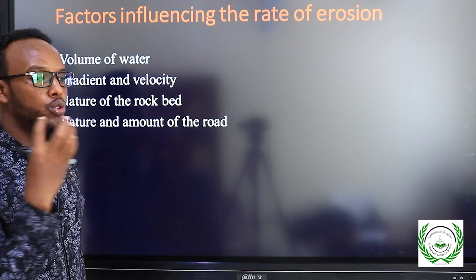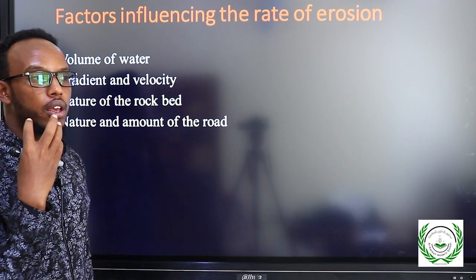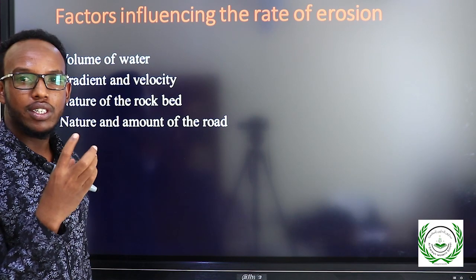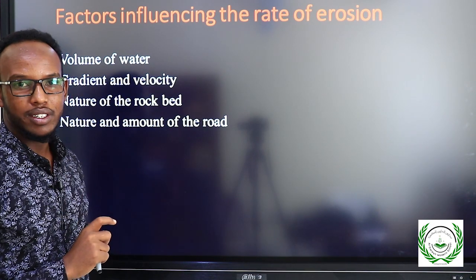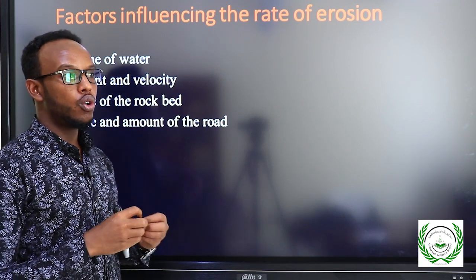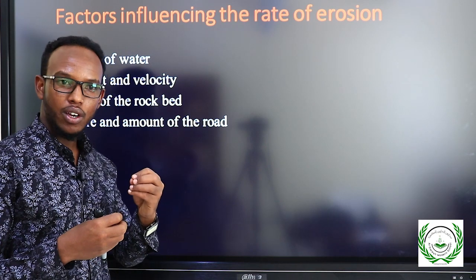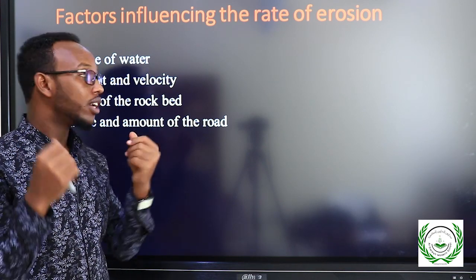So we have to ask: what are the key factors that influence the rate of erosion? So if the river takes more erosion or less erosion, what are the factors influencing?